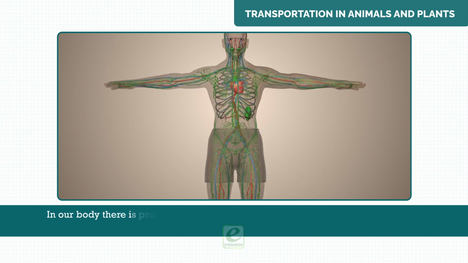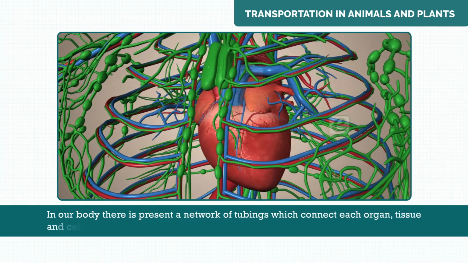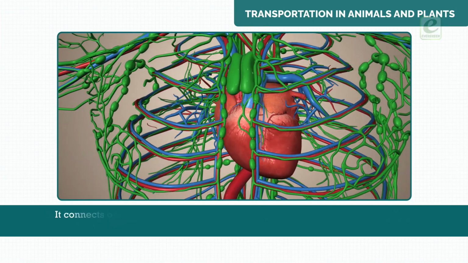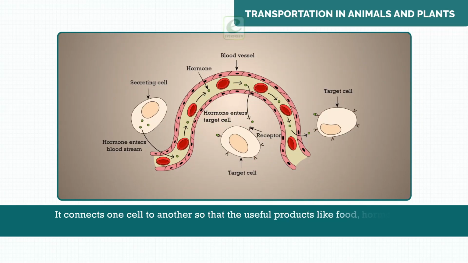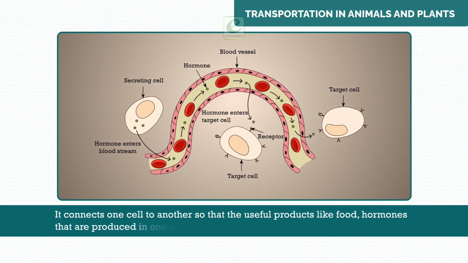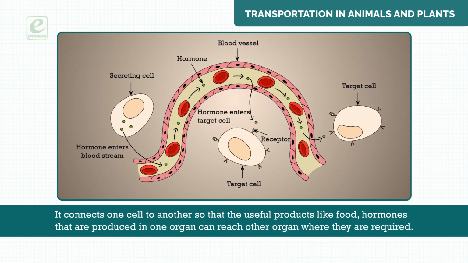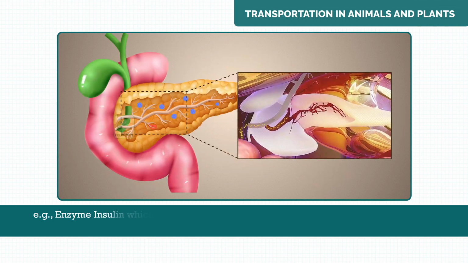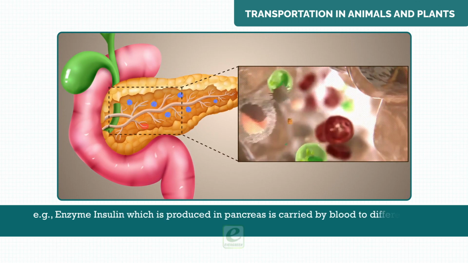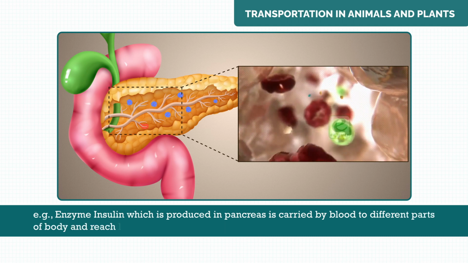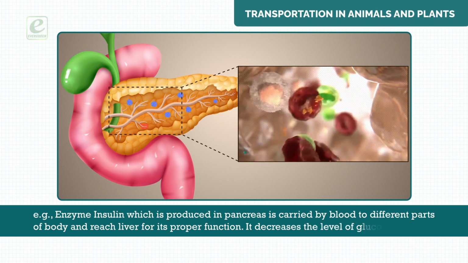In our body, there is present a network of tubings which connect each organ, tissue and cell to the other. It connects one cell to another so that useful products like food and hormones that are produced in one organ can reach other organs where they are required. For example, the hormone insulin, which is produced in the pancreas, is carried by blood to different parts of the body and reaches the liver for its proper function. It decreases the level of glucose in blood.